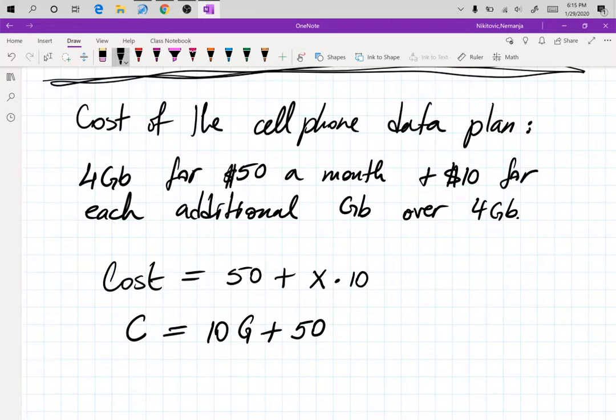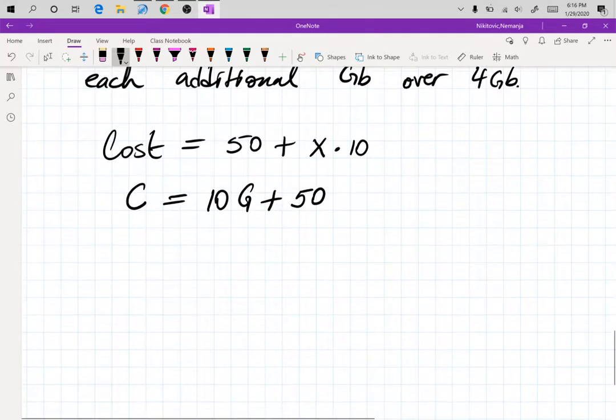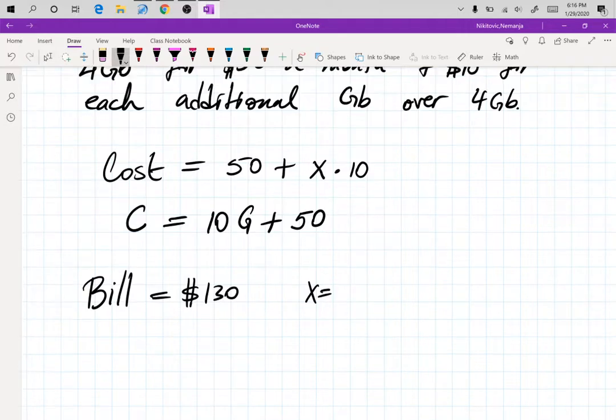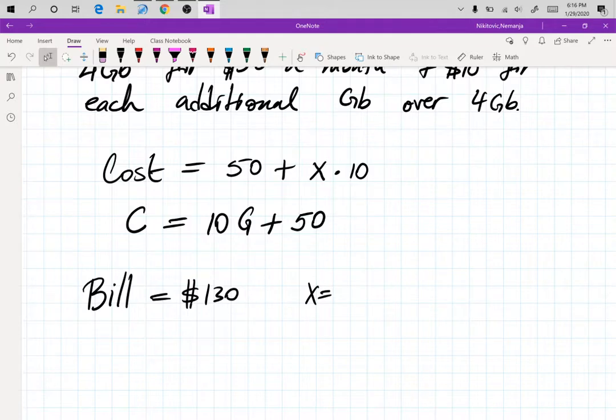So if you know that a particular company is charging 50 and then extra 10, and you know that your friend has the same company, and your friend complained, "I just wasted $130 on my cell phone bill." What can you compute immediately? You can compute X. And what's X? I don't care about the number. I just want to know what X represents. What can you compute? The extra gigabytes, yes.